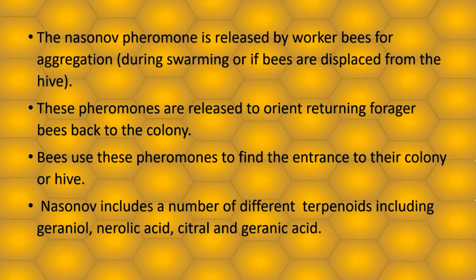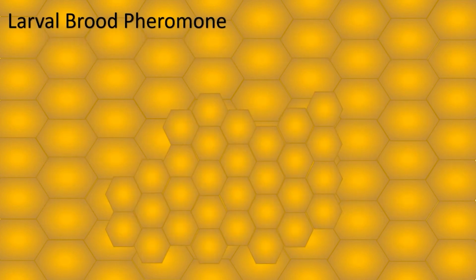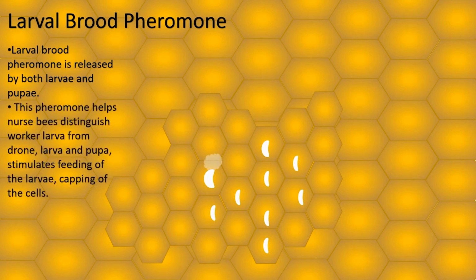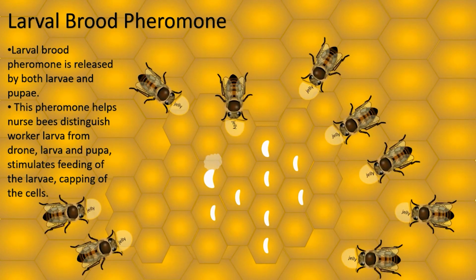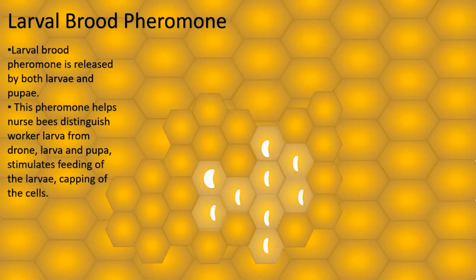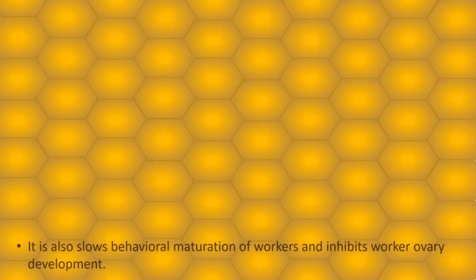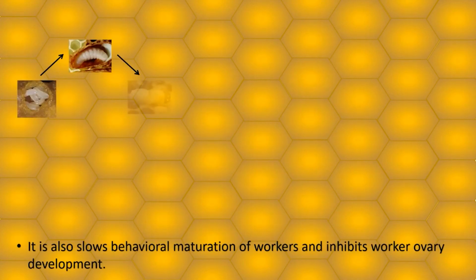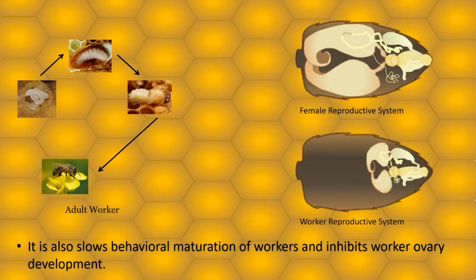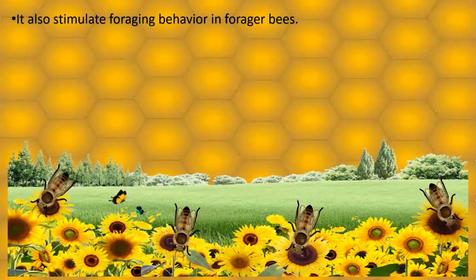Finally, let us see about larval brood pheromone. The larval brood pheromone is released by both larvae and pupae. This pheromone helps the nurse bees to distinguish the worker larva from the drone larva and pupa. It stimulates the feeding of the larvae and capping of the cells. It also slows the behavioral maturation of workers and inhibits the worker ovary development. It also stimulates the foraging behavior in forager bees.